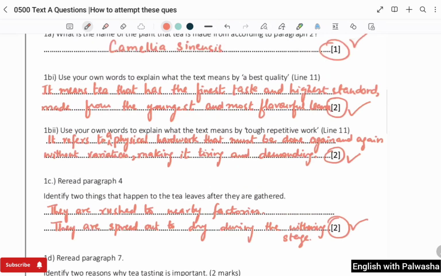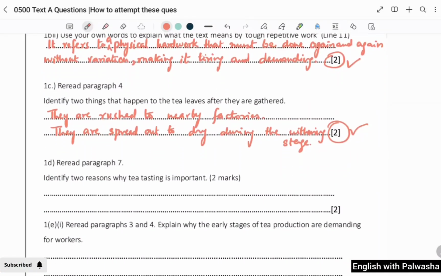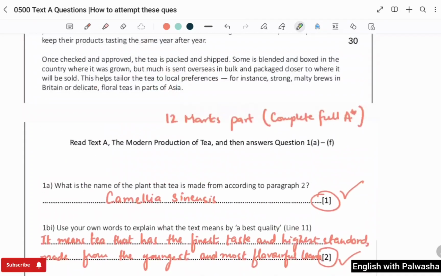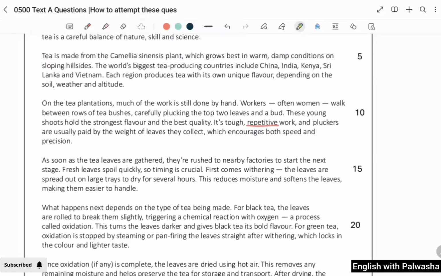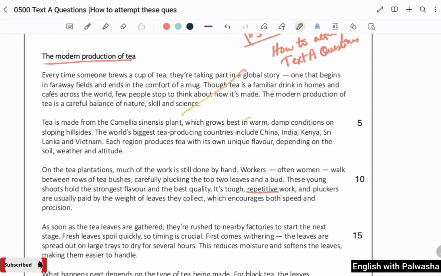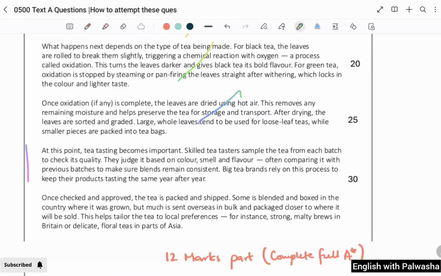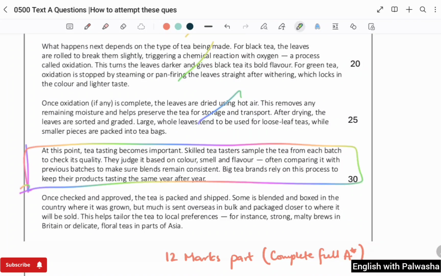Till here we are done with 1, 2, 3, 4 questions, and I'm sure these 4 questions are pretty clear to all of you, right? Moving on, next question is, reread paragraph number 7 and identify 2 reasons why tea tasting is important. This carries 2 marks, my dear students, and you have to go to paragraph number 7 entirely, right? Not number 1, number 2, number 3, not number 4, 5 and 6. You have to extract the information from paragraph number 7.